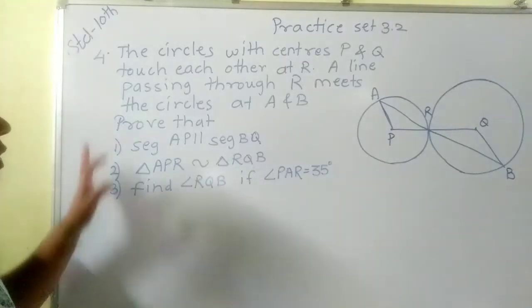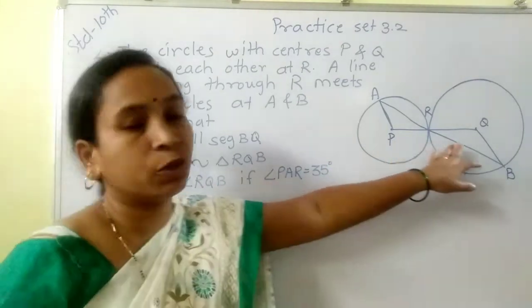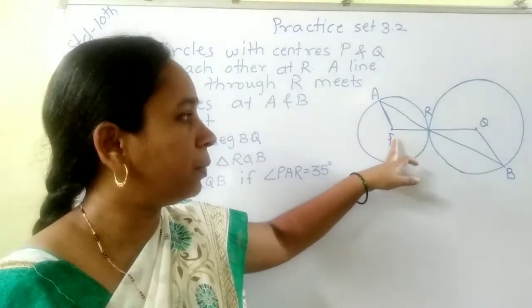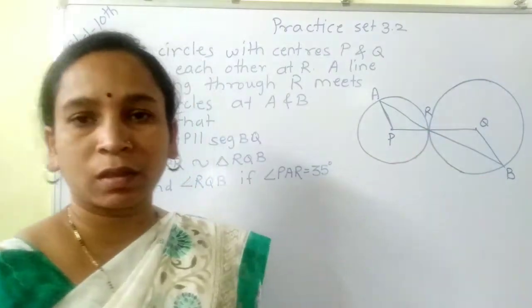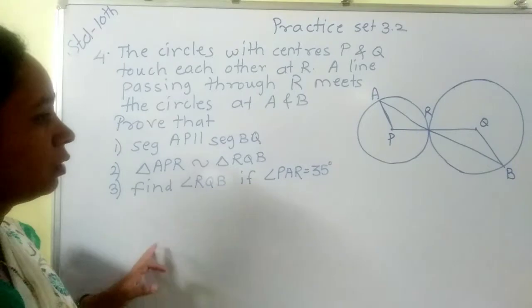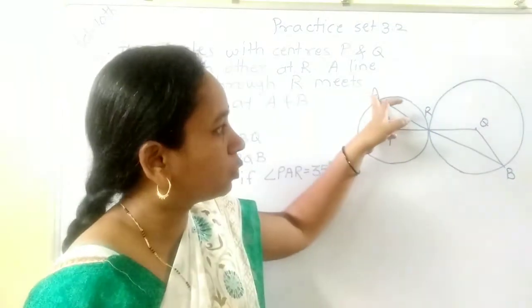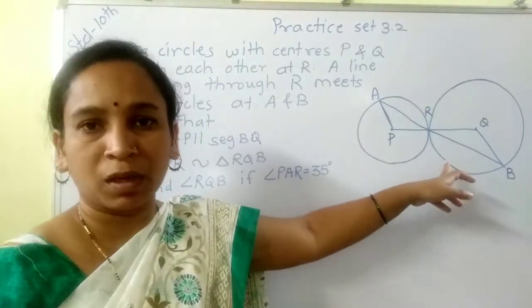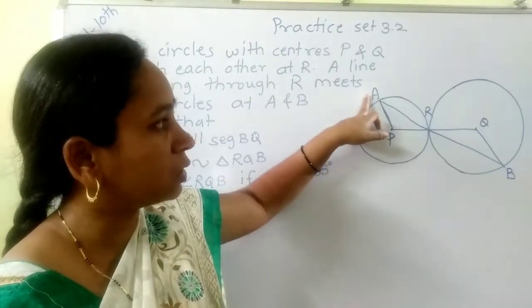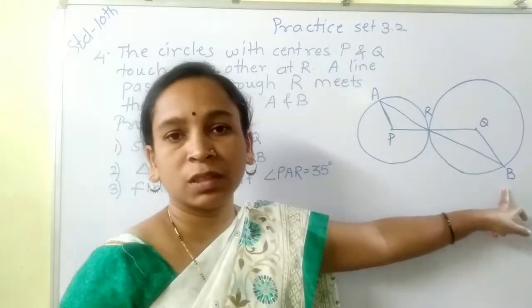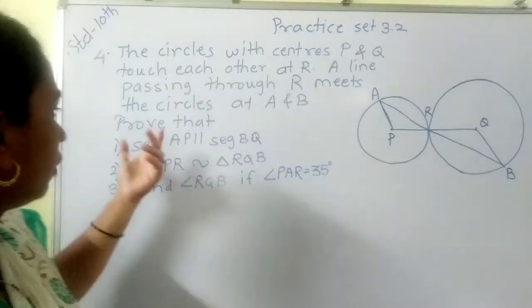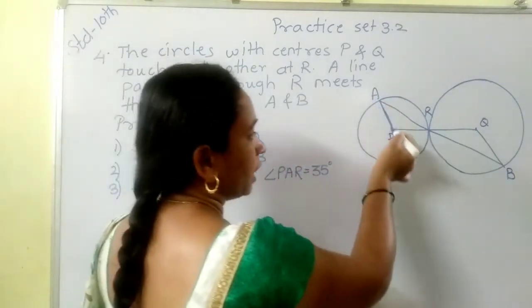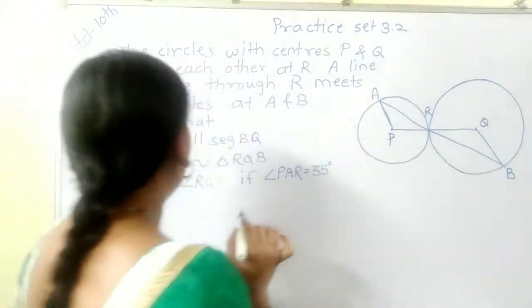In this example, the circles with centers P and Q touch each other externally. Here P, R and Q are given, means they are collinear. Now they have said that through this point R they have drawn one segment AB which touches this circle at point A and the other at point B. Now what we have to prove? We have to prove AP is parallel to BQ.